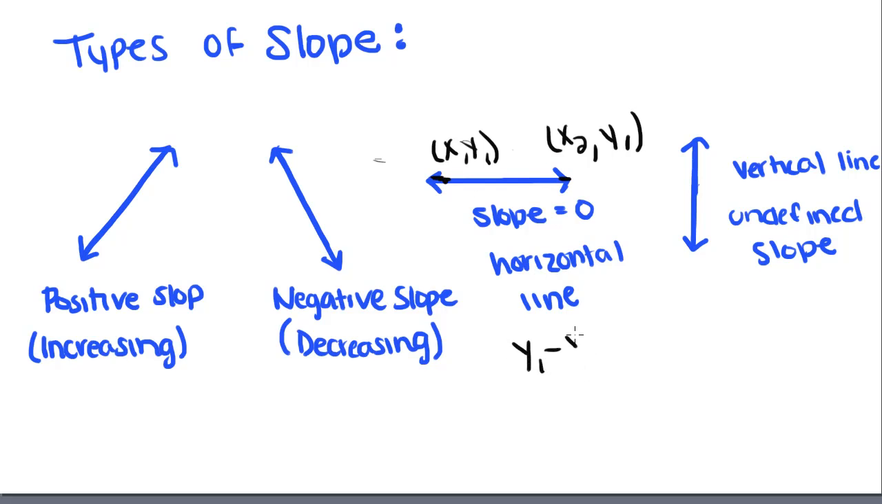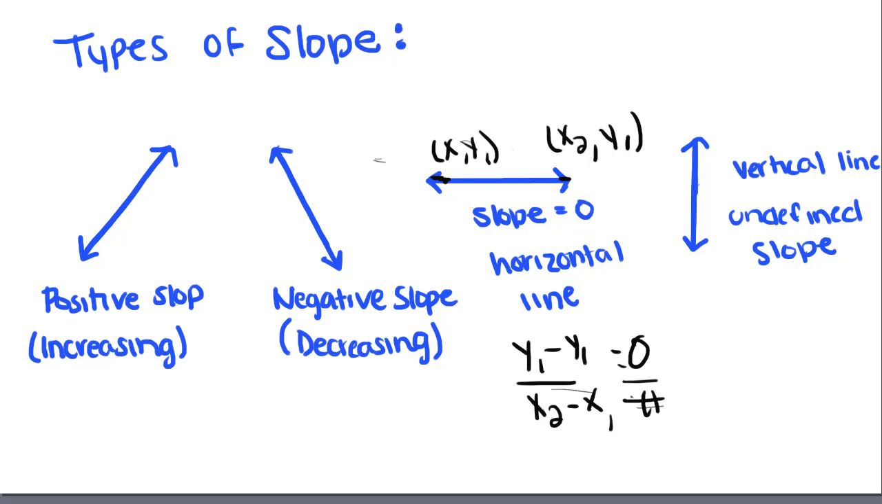So if you were going to put this in the formula, you'd get y1 minus y1, which would give you 0 over whatever this equals. So you'd get 0 over a number. So you have a slope of 0.